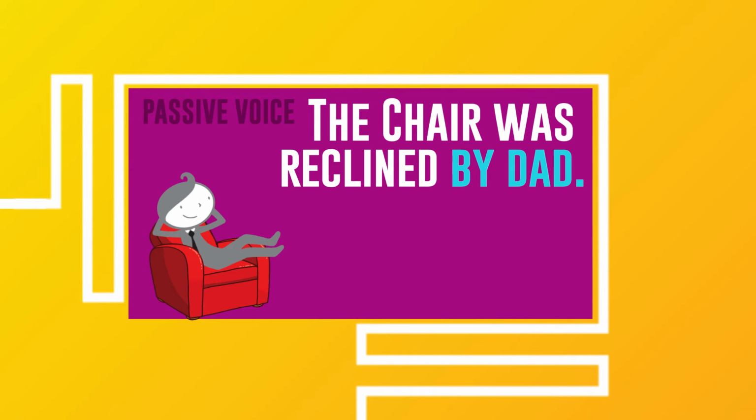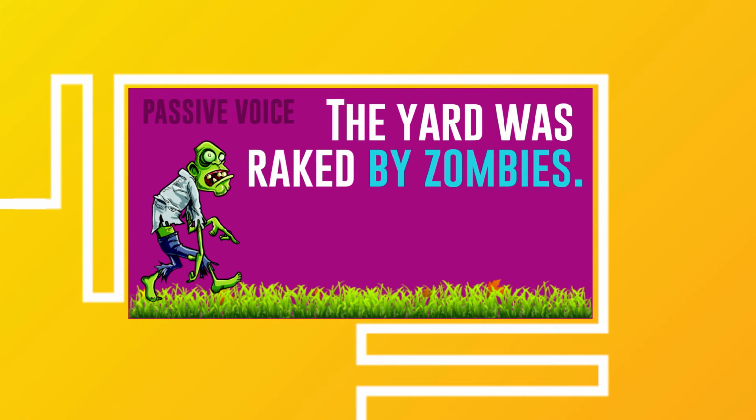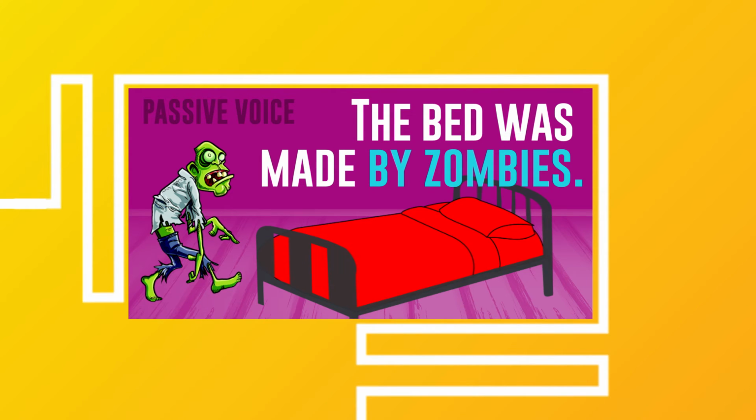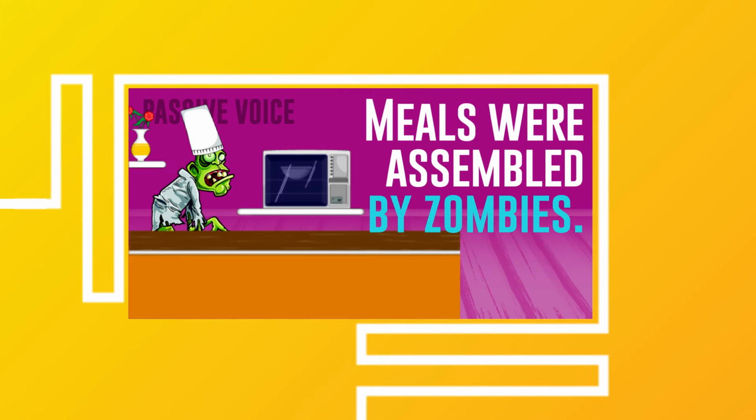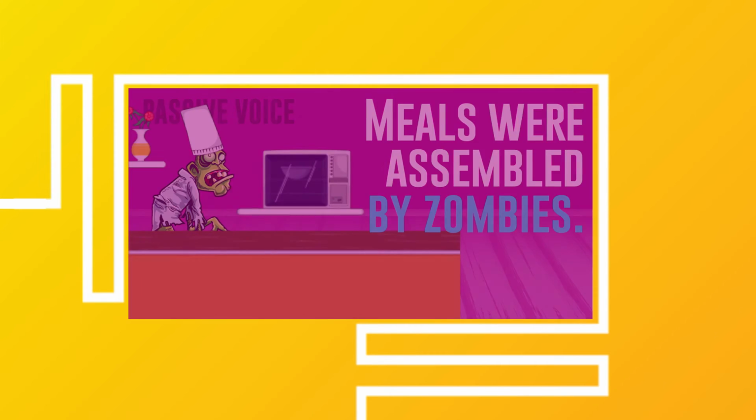Some people add the phrase "by zombies" to the end of a sentence to determine if that sentence is in passive voice. Look, the yard was raked by zombies. The bed was made by zombies. Meals were assembled by zombies. Those are the main differences between active and passive voice.